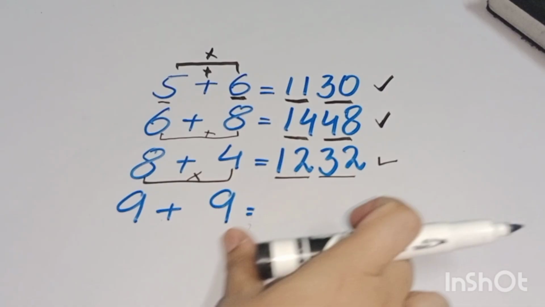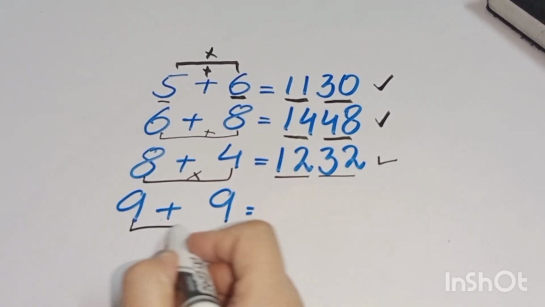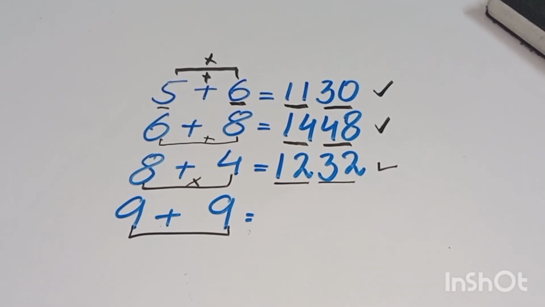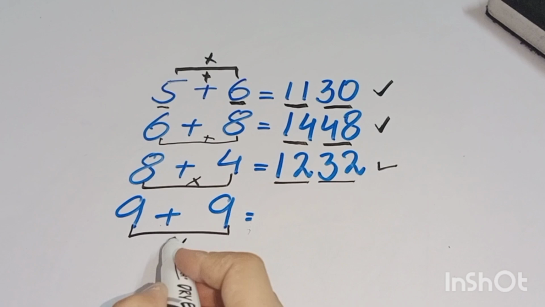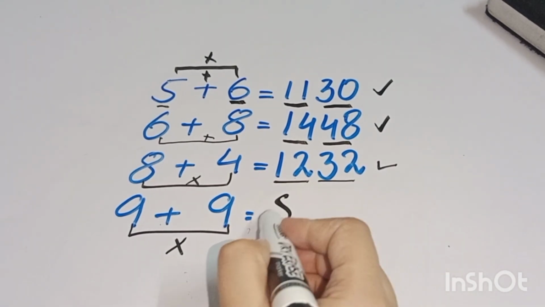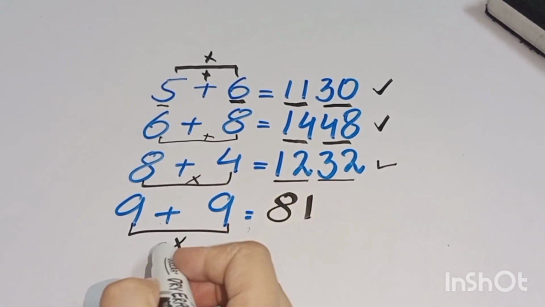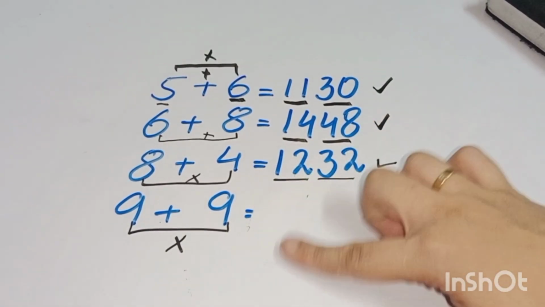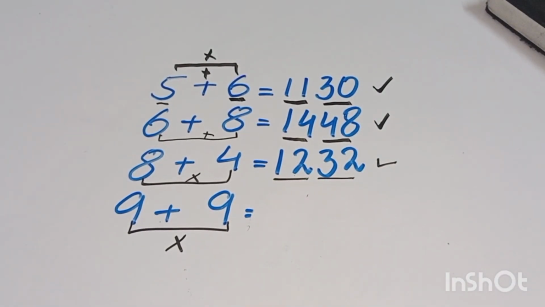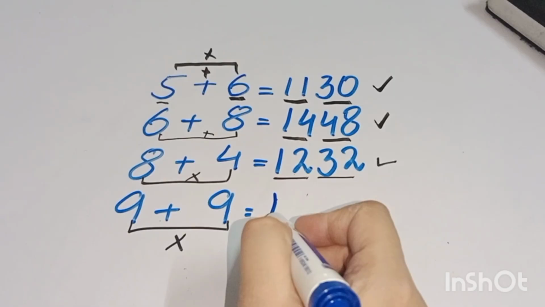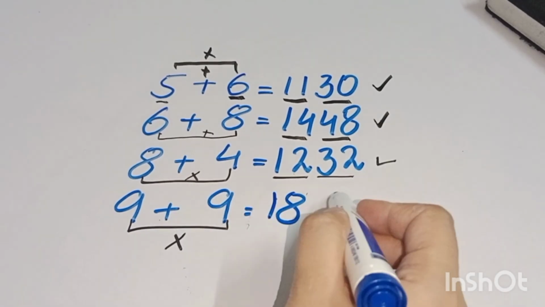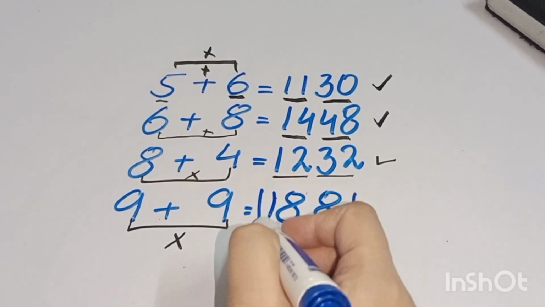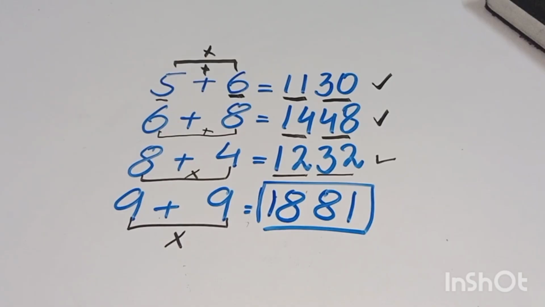Now to find the fourth equation, we have to add these two numbers first. Here 9 plus 9 is 18 and 9 multiplied by 9 is 81. So the answer of this very interesting math puzzle here is 1881.